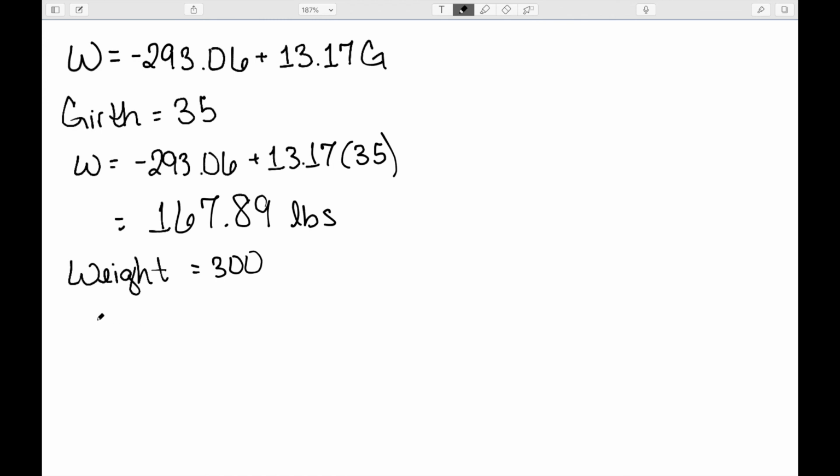It can work the other way too. If we know the weight of a bear is 300 pounds, we can figure out an approximation for the chest girth. And I'm not going to solve this equation, but here we have just a very basic linear equation that we would need to solve. So this regression is very helpful for making future predictions about our particular data set.